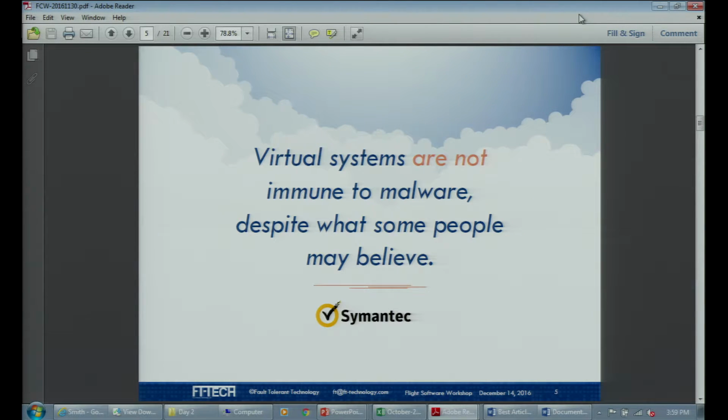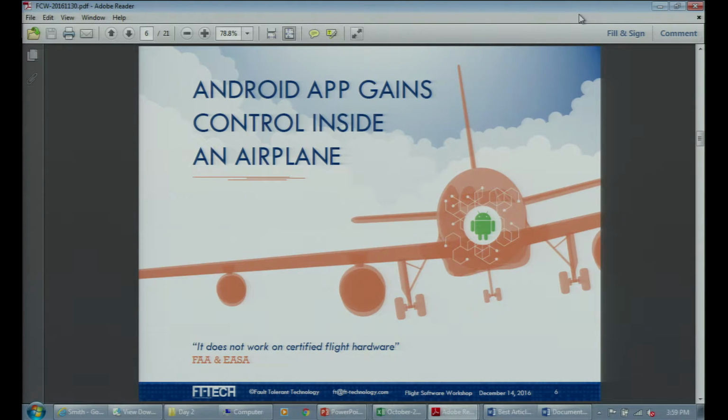However, Symantec did a study of 200,000 of their users and found that 20% of the malware that they found with these users was running on virtualized systems. So it does happen. It happens in airplanes too.